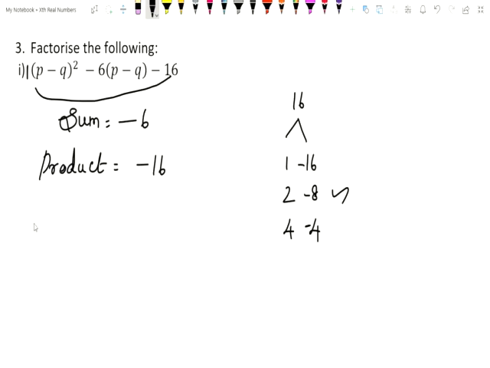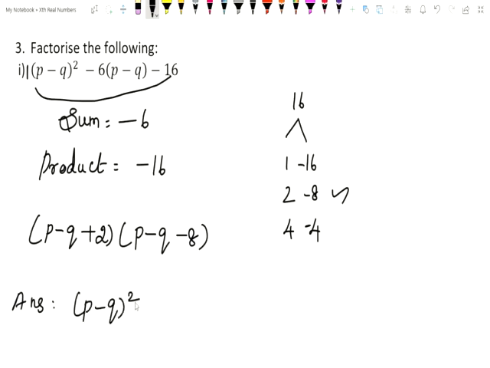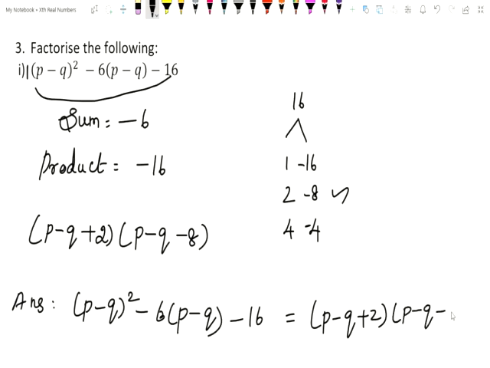So write the factors: (P minus Q plus 2) (P minus Q minus 8). So what is the answer, children? (P minus Q) the whole square minus 6 into (P minus Q) minus 16 equal to (P minus Q plus 2) (P minus Q minus 8). Do you understand, children? See the next one.